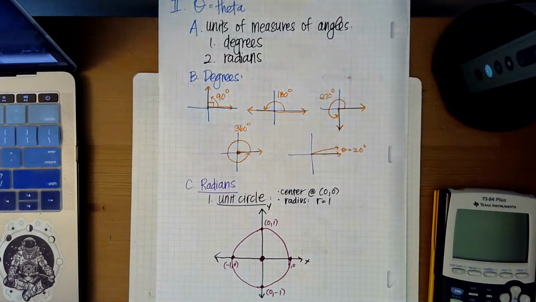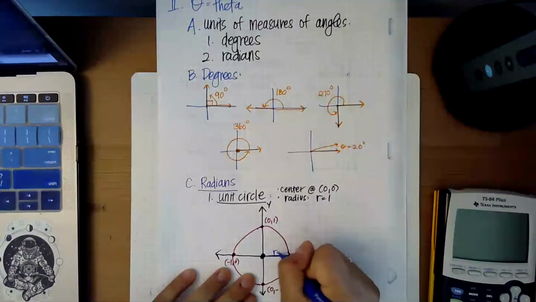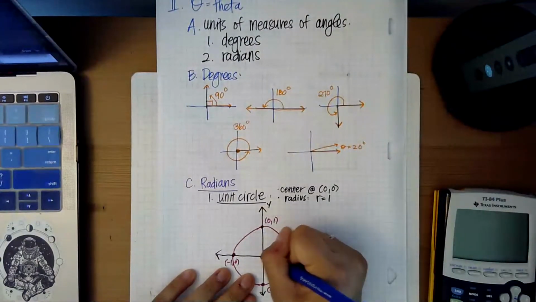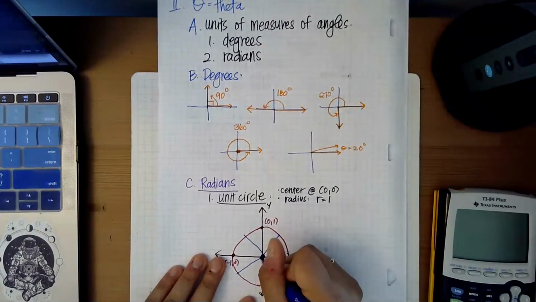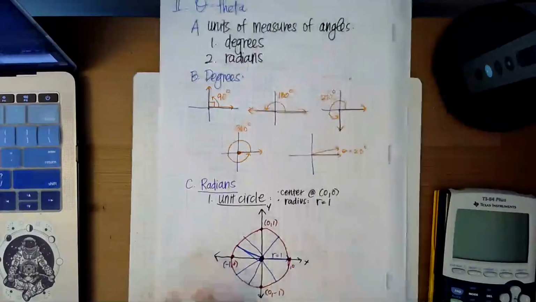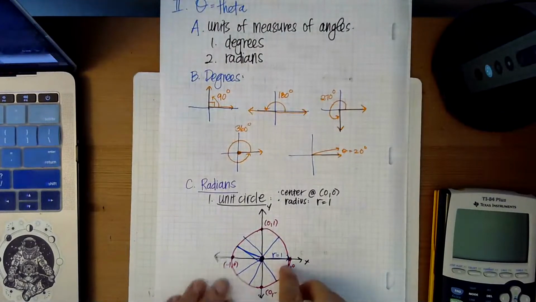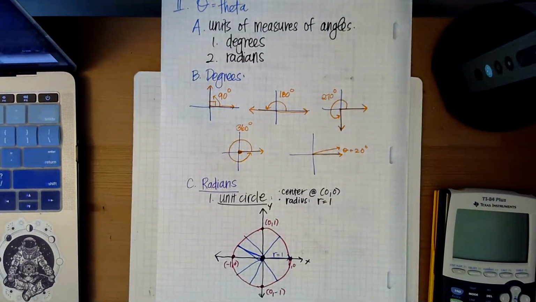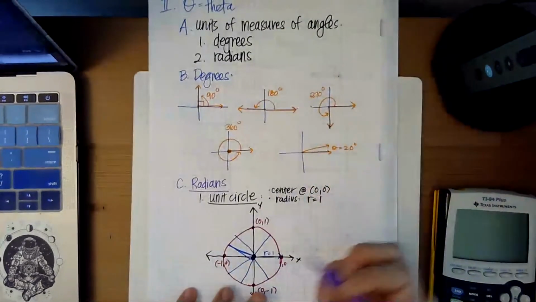Notice my radius, r equals 1 at any given point. Any one of these rays, these are radii of a circle, will give me 1. Okay? So let's talk about arc length.